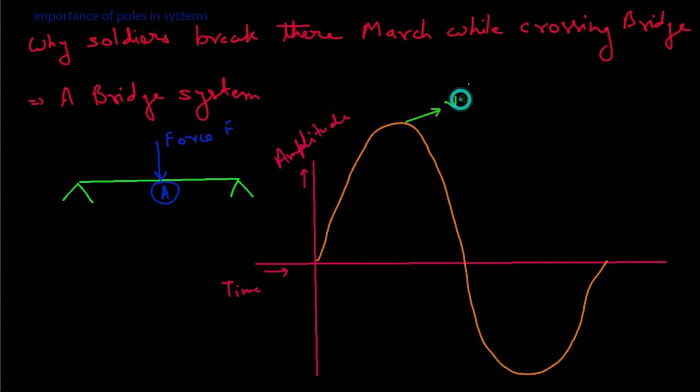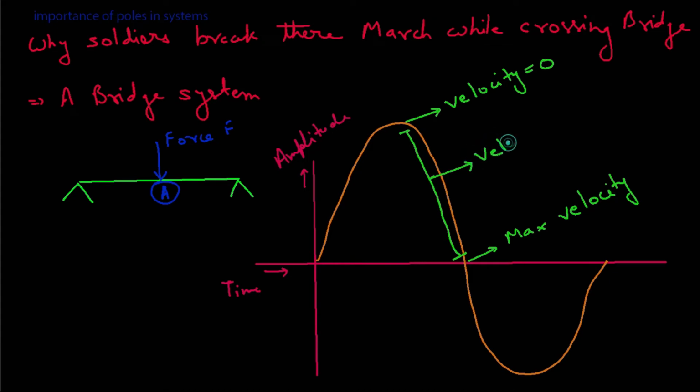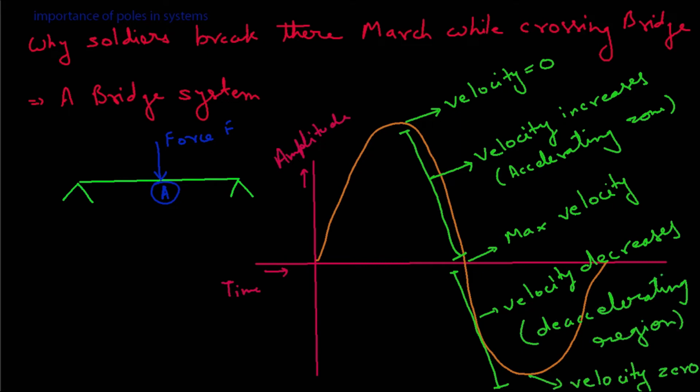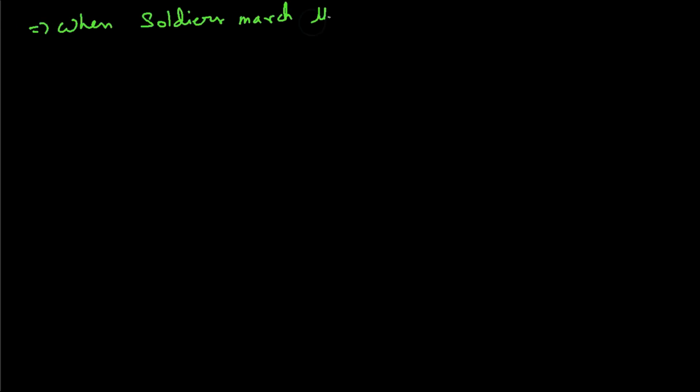In this plot, the velocity is 0 at the peaks and the velocity is maximum at the 0 displacement positions. Therefore, when point A moves from the peak position to the 0 displacement position, its velocity increases. Therefore, this is an accelerating zone. On the other hand, when point A moves from the 0 displacement position to the negative peak, the velocity of point A again decreases to 0. Therefore, this is a decelerating zone.